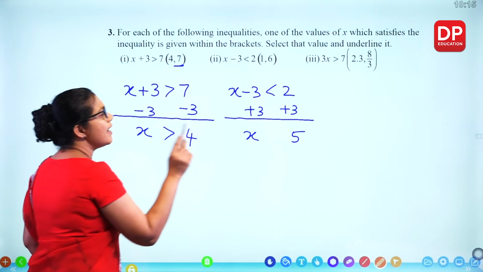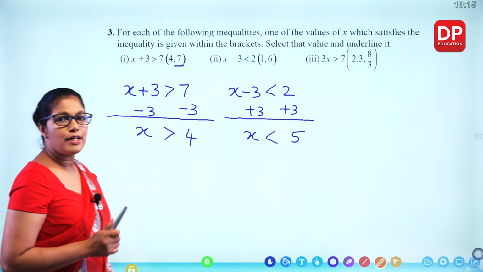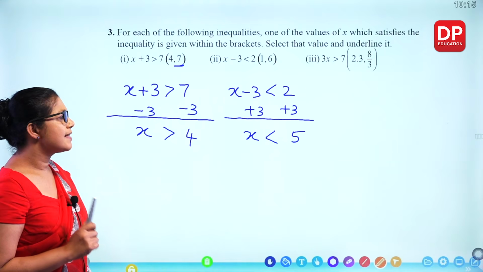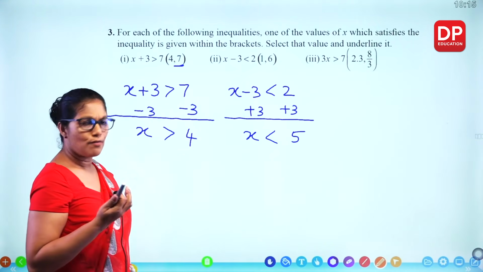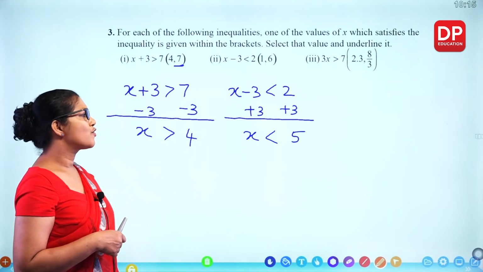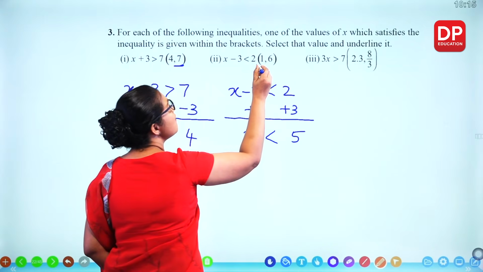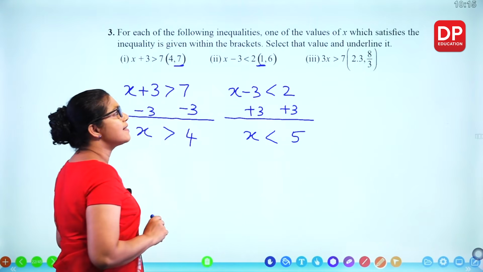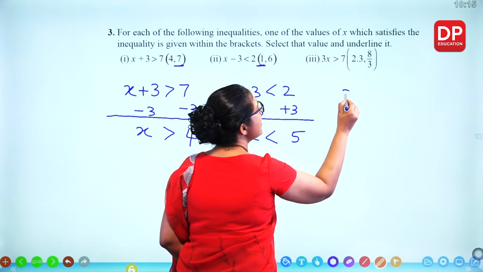So here x is less than 5. So any value less than 5 satisfies this inequality. Now look at 1. 1 is less than 5, but 6 is greater than 5. So what's the suitable x value for this inequality? We can say 1 is a suitable value. Now we'll take the next one.